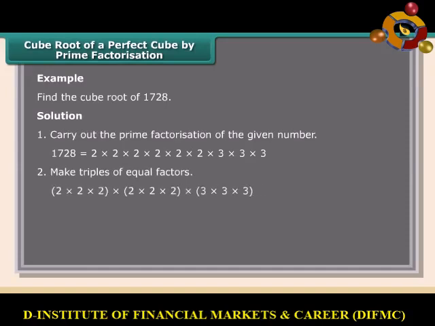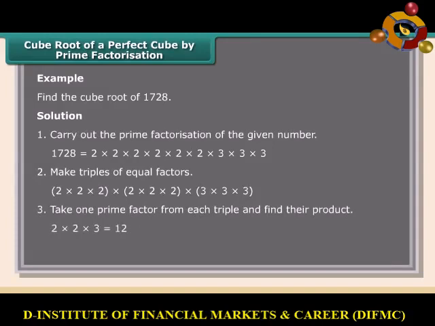2 × 2 × 2 × 2 × 2 × 2 × 3 × 3 × 3. Take one prime factor from each triple and find their product. 2 × 2 × 3 is equal to 12. 12 is the required cube root, that is, cube root of 1728 is equal to 12.